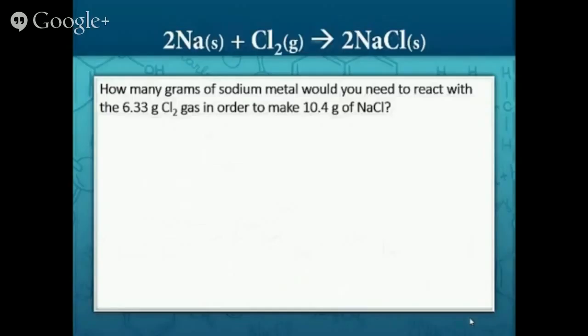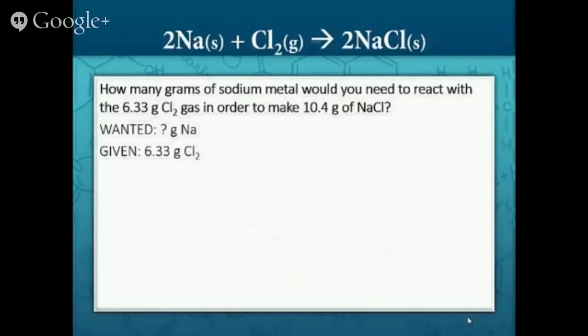Let's look at a similar problem. How many grams of sodium metal would you need to react with the 6.33 grams of chlorine gas in order to make 10.4 grams of sodium chloride? So now we want the number of grams of sodium metal we need to react with the 6.33 grams of chlorine gas. So we need to go from grams of chlorine gas to grams of sodium.